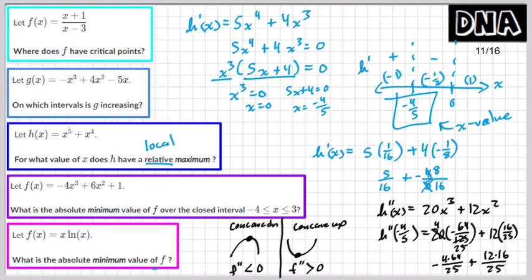Okay. All right. So let me pause right here and do it really quick. All right, so I multiply them out. 256 is 4 times 64, and 192 is 12 times 16. So that means this result is going to be negative. H double prime at negative 4 over 5 is less than 0, which means the concavity is down, which means this is a relative max.